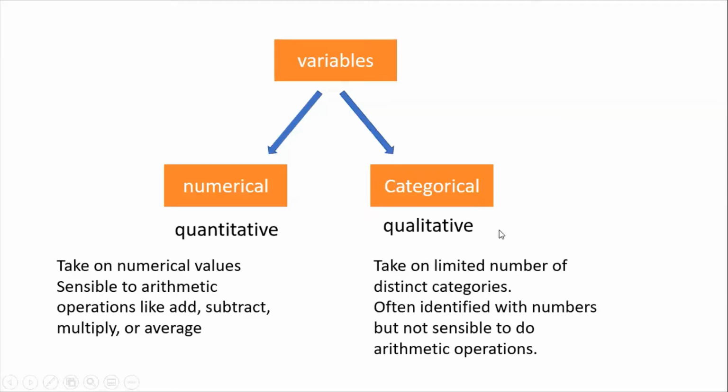And the other type is categorical. They take on a limited number of distinct categories. So you already know this, like gender, we have male, female, or even transgender if you put it in that category. Say like religion, these are also categories. So remember, one point I would like to make here is that they are often identified with numbers, but these numbers just represent these categories. They do not make sense for arithmetic operations. So this is the difference between numerical and categorical, very broadly speaking.